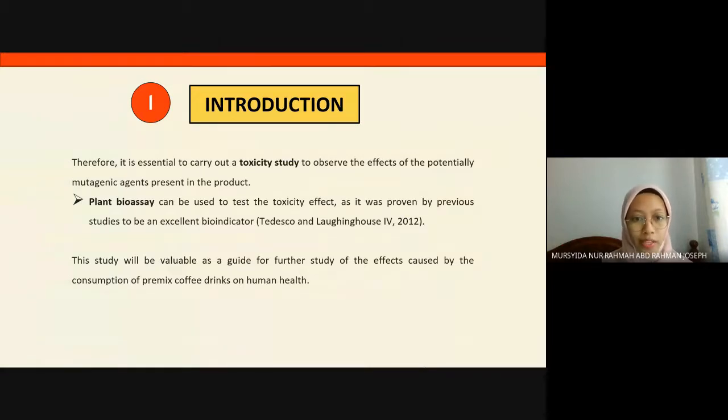And plant bioassay can be used to test this toxicity effect, as it was proven by previous studies to be an excellent bioindicator. This study will be valuable as a guide for further study of the effects caused by the consumption of premix coffee drinks on human health.